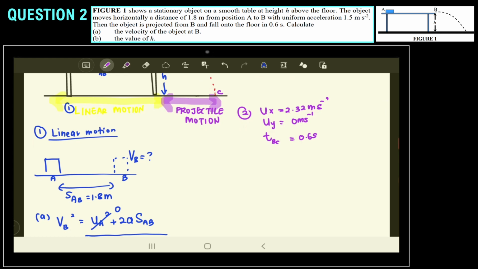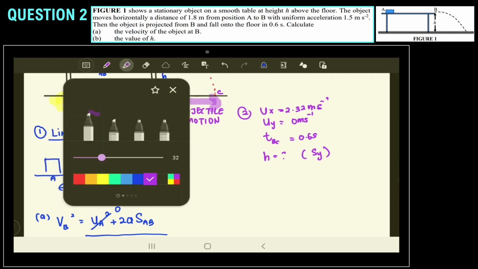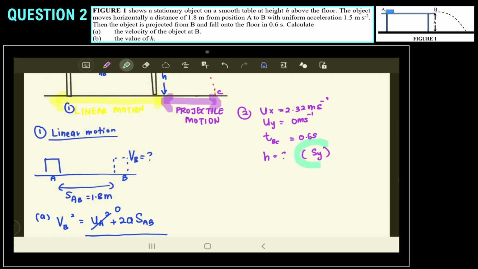Okay, so kita nak kira apa ni? The value of H. So we want to find H. What is H? Okay, H is the vertical displacement SY.